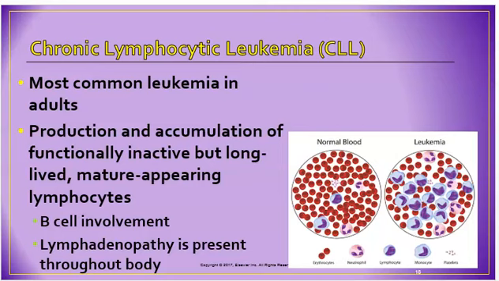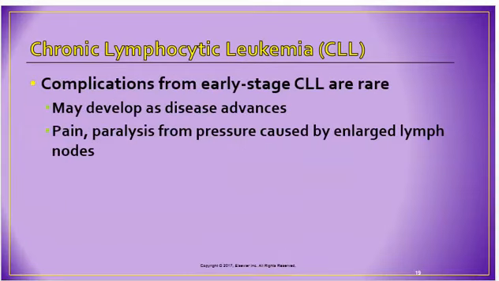Okay, CLL is the most common leukemia in adults. It's got B-cell involvement, and lymphadenopathy is present throughout the body, so that means lymph node involvement. Remember how you would assess for that. Complications from it, pretty rare. Pain and paralysis can occur from the pressure caused by these enlarged lymph nodes. Other things that you may want to think about is where the lymph nodes enlarge. Is it impacting their breathing as well? Because it can. So you would see that as dysphagia, okay, or dyspnea, and it can be pretty serious.